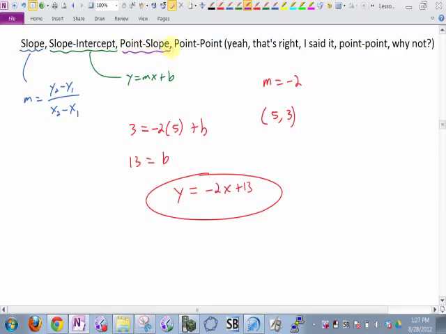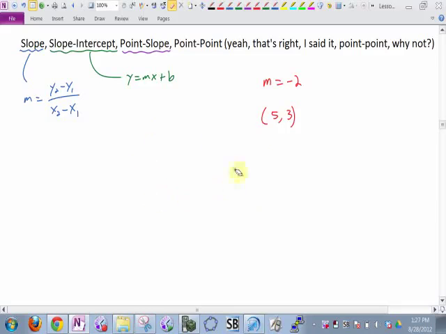Because they felt like mx plus b was too limiting. How often are you given the y-intercept? Hardly ever. So why don't we make a new form of the equation where you plug in that point you're given, 5, 3, you plug in the slope, and then boom, you've got the equation of the line. You don't have to do any solving and rewriting your equation at the end.